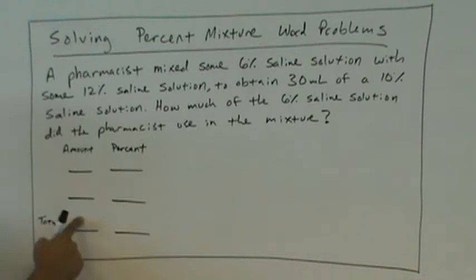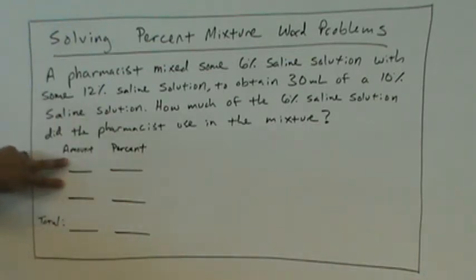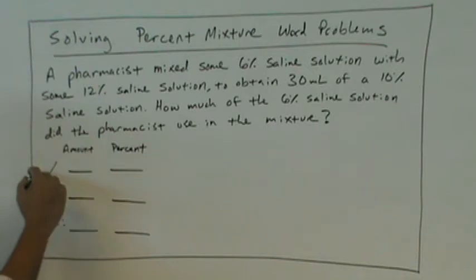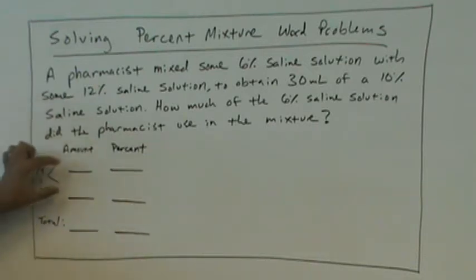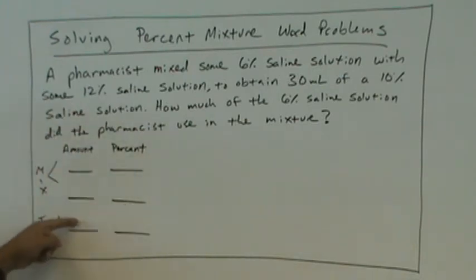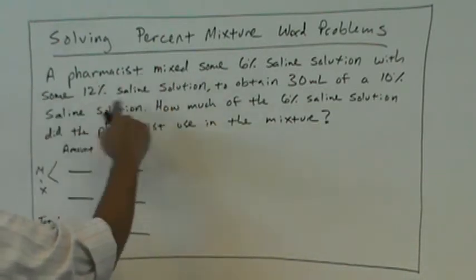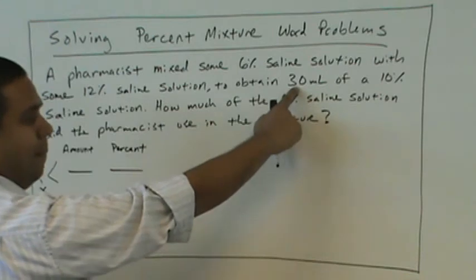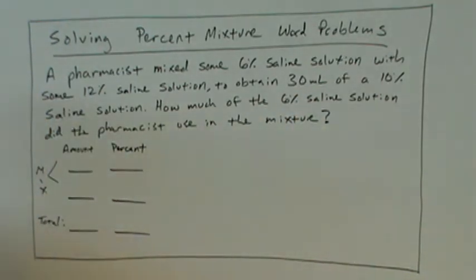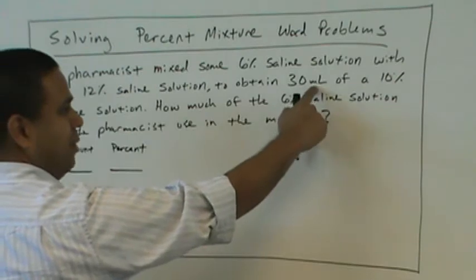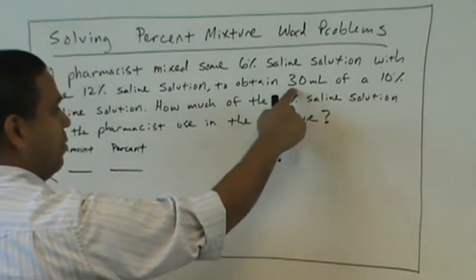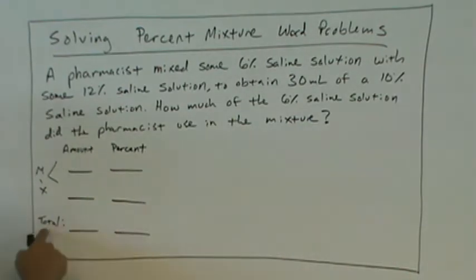This is what we want to make after mixing these two. So these 2 columns are what we mix. So what did this pharmacist mix, and what did he get as an end result? What was the total? So the pharmacist mixed these together and obtained what? 30 milliliters. So 30 milliliters, is that an amount or a percent? That's an amount. So in this column where it says amount, there's our total. Put the 30 in there.